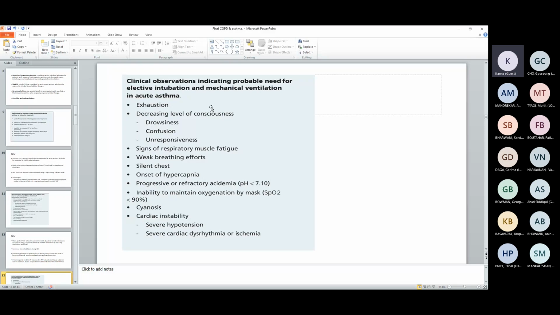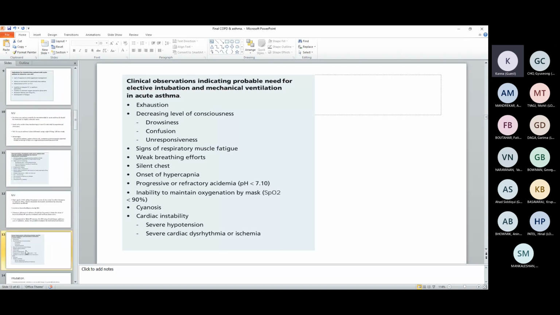So this chart shows the indications for mechanical ventilation in acute severe asthma. While the patient is on NIV, if the patient becomes exhausted, or if the level of consciousness is coming down, and if there are signs of respiratory muscle fatigue and increased work of breathing, and if the patient develops hypercapnia or refractory acidemia, and even with the NIV, the patient can't maintain oxygenation and becomes cyanosed or hemodynamically unstable, then this patient should go for intubation and mechanical ventilation.